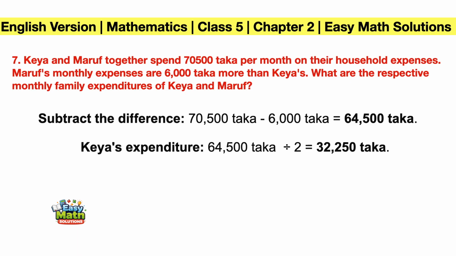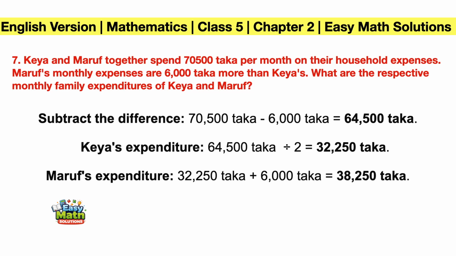So Kia's expenditure is 32,250 taka and Maruf's expenditure is 32,250 plus 6,000, that means 38,250 taka. Answer: Maruf's expense 38,250 taka and Kia's expenditure 32,250 taka.